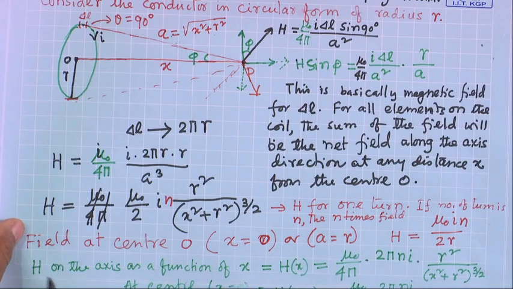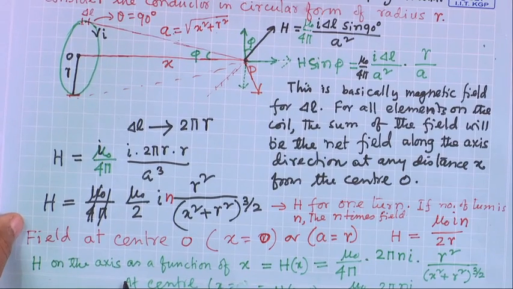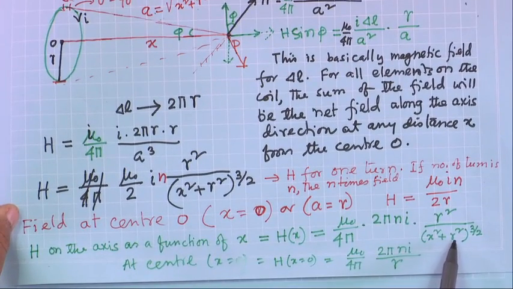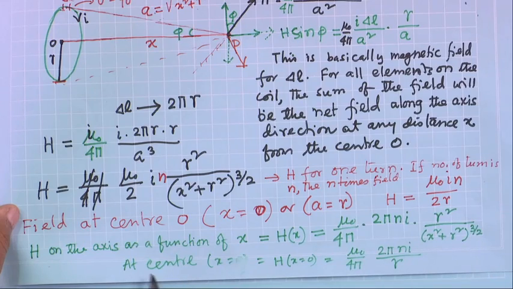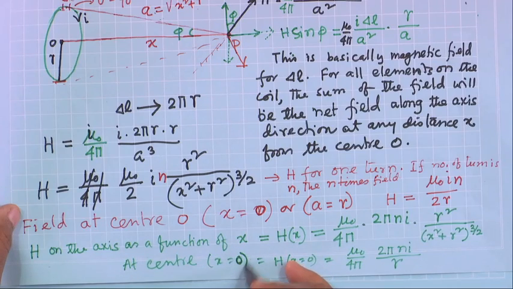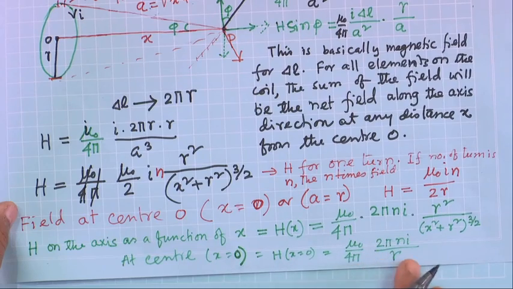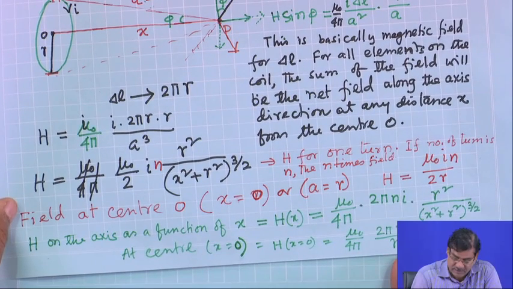So, here H on the axis as a function of x. This expression is mu 0 by 4 pi, 2 pi n I r square by x square plus r square to the power 3 by 2, and at the center, x equal to 0, the magnetic field is mu 0 by 4 pi, 2 pi n I by r. Okay.